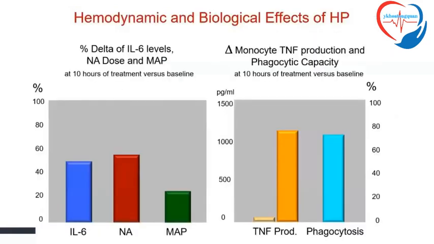I want to share with you some of the results we have achieved using hemoadsorption. In a septic patient, not only did we find a reduction in interleukin-6 and other cytokines, and after 6 hours and 10 hours a significant reduction in the amount of noradrenaline required to maintain a good blood pressure, but we also found in the monocytes of the patient an improvement in the capacity of TNF expression when stimulated, and an improvement in the capacity of phagocytosis.